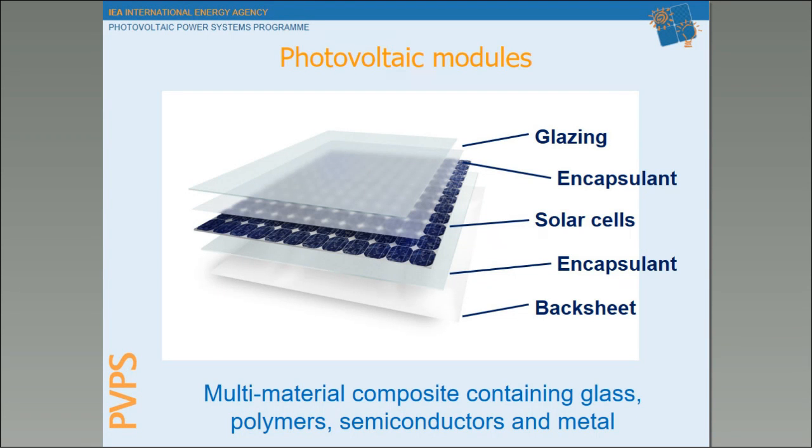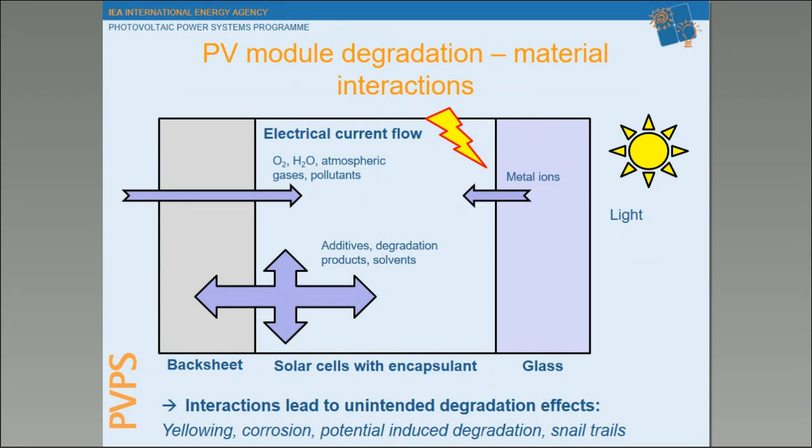So, as you all know, PV modules are a very complicated device. They are a multi-material composite containing glass, polymers, semiconductors, and various metals. So the core are the solar cells, which are encapsulated by so-called transparent encapsulant films. On the front we usually have the glass, and on the back we have a backsheet, which is usually a multi-layer polymeric film.